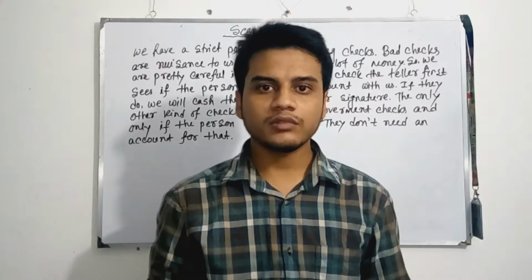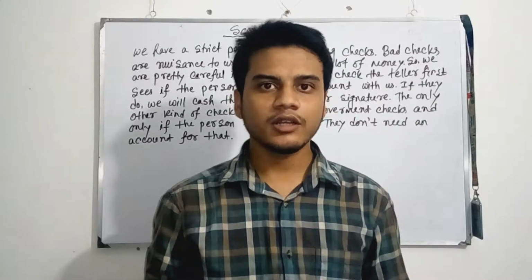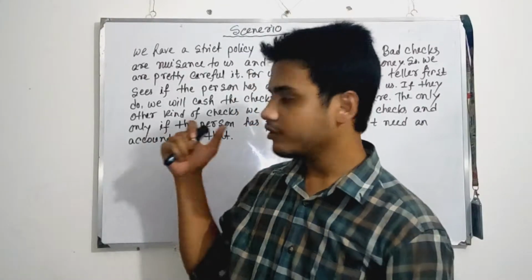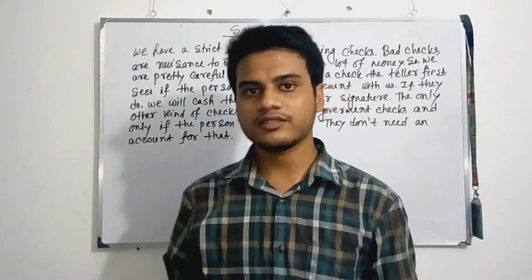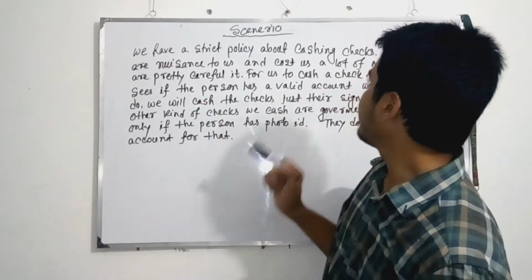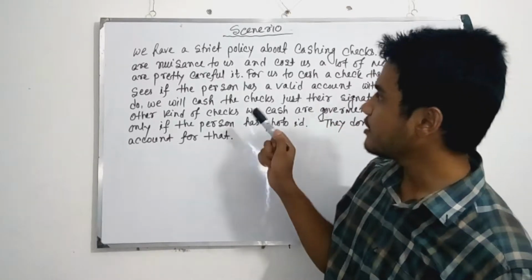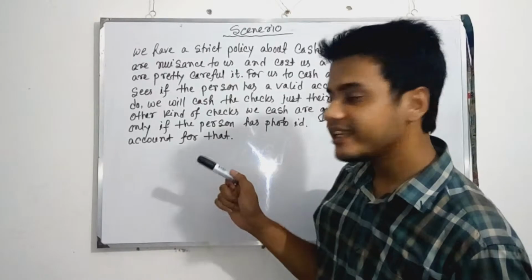So to implement decision table based testing we need a scenario. That's why I prepared a scenario on the whiteboard, and I will just read it out. In this scenario we have a strict policy about cashing checks. Bad checks are a nuisance to us and cost us a lot of money, so we are pretty careful about it.